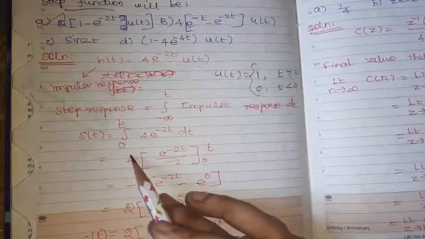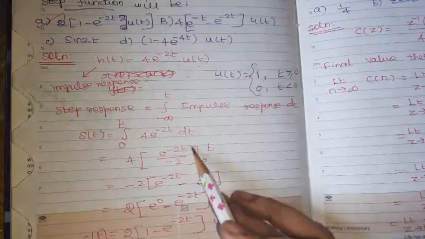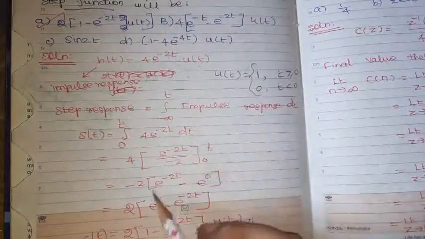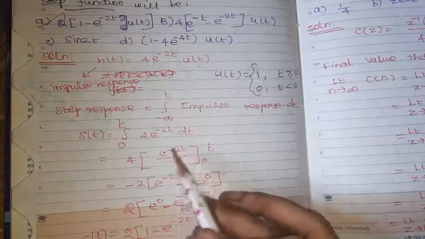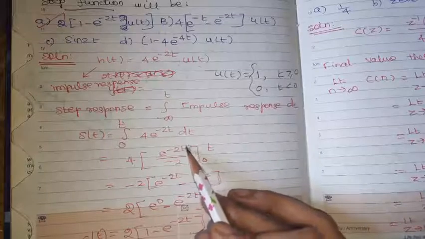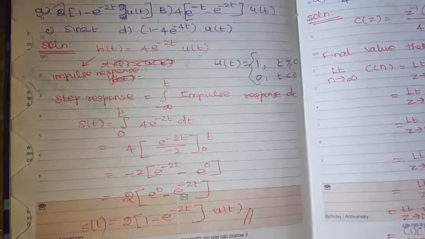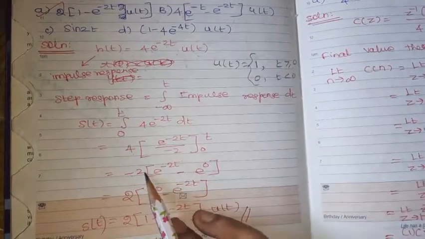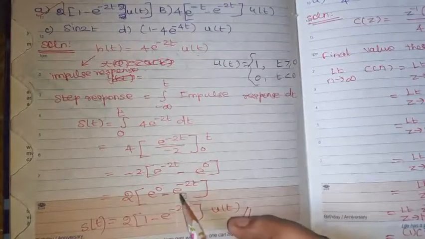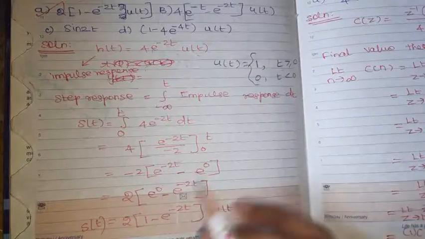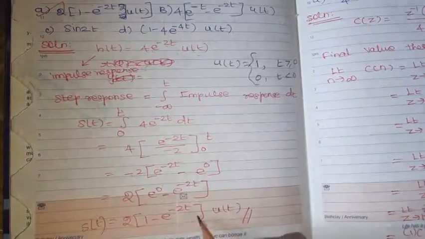So 4 times, cancel the minus 2, then apply the limit. In place of t, just substitute t, so e power minus 2t minus, applying the lower limit 0, e power 2 into 0, which is e power 0. The minus 2 is outside, so multiplying by the minus sign, we get e power 0 minus e power minus 2t. E power 0 is nothing but 1. So 2 into 1 minus e power minus 2t into u of t.